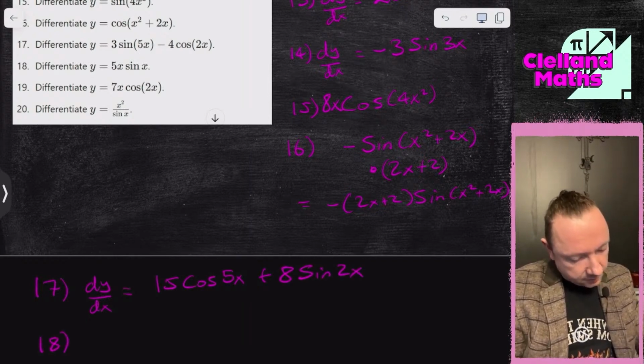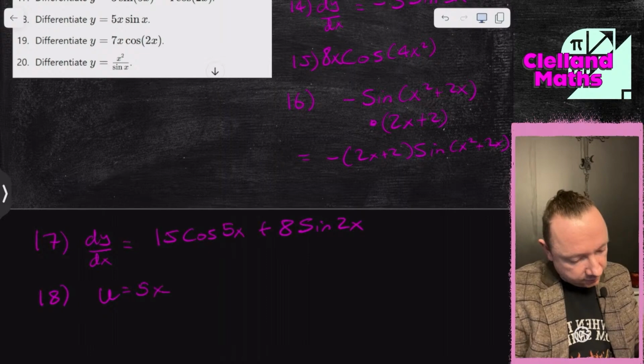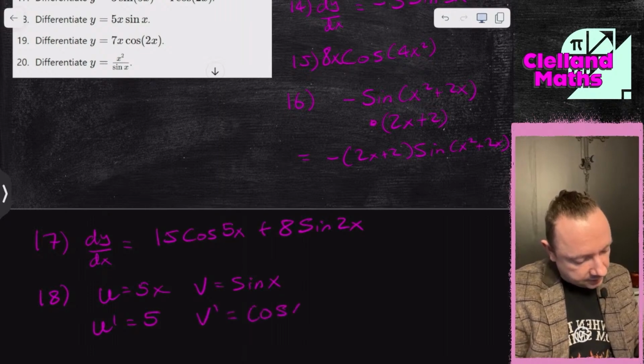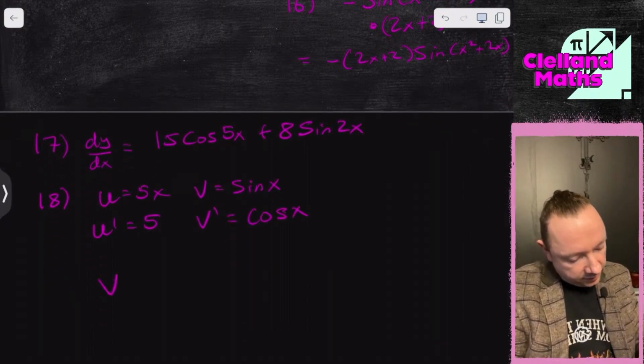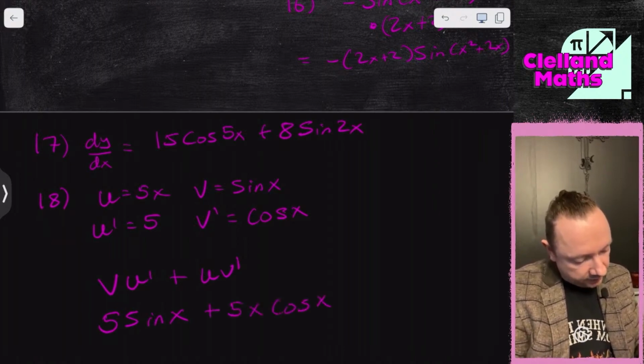Right, number 18, that's the product rule. Now, if you're doing advanced higher maths, this will be suitable for you. So I'll let u equal 5x and v equals sine x. And u dash is 5 and v dash was cos x. And remember your rule is vu dash plus uv dash. So just putting all that together, I've got sine x times 5, 5 sine x, and then 5x times cos x, 5x cos x. So I'm happy with that, I think.